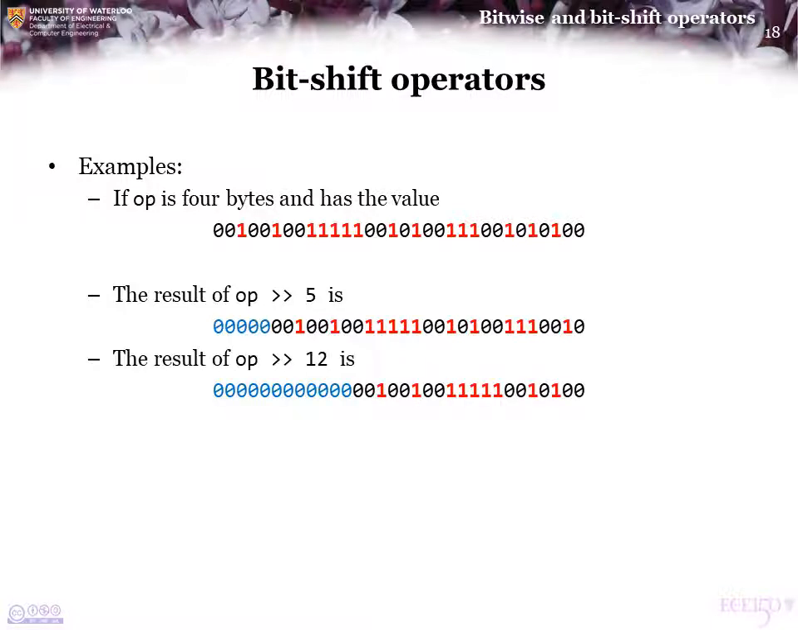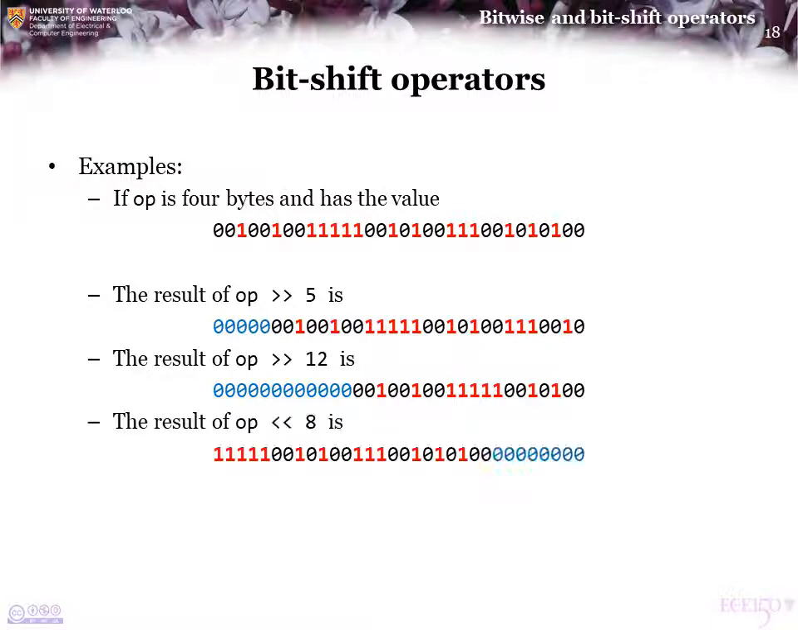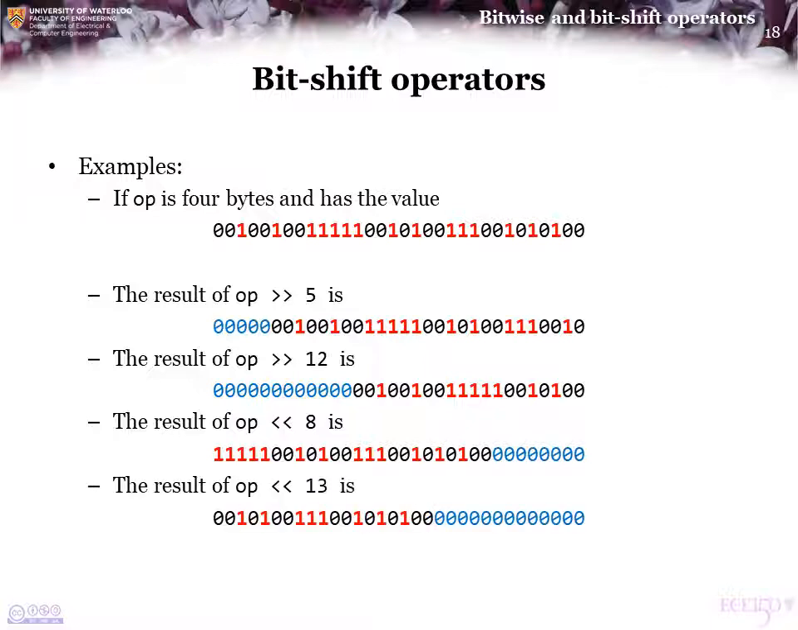If we move this same operand over by 12, again, all the bits would be shifted over by 12, and the last 12 bits on the right would be lost. On the other hand, if we shifted to the left, 8 bits on the left would be lost. The remaining bits would be shifted to the left by 8, and the last 8 bits would now be 0. And if we left shifted by 13, a similar result would occur.